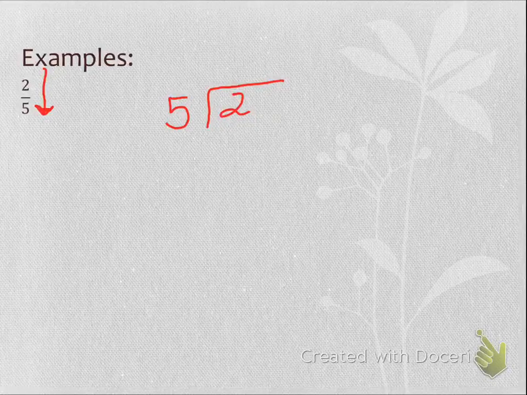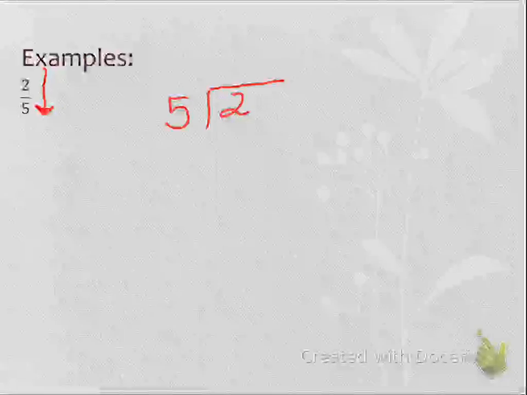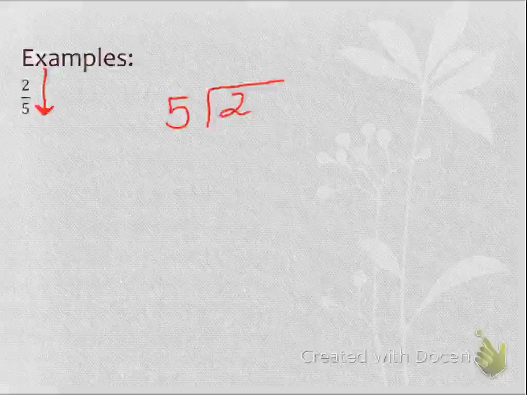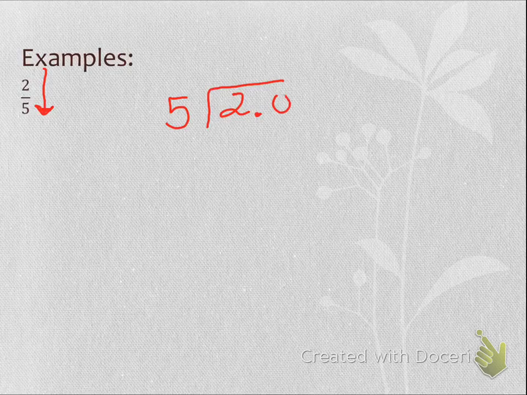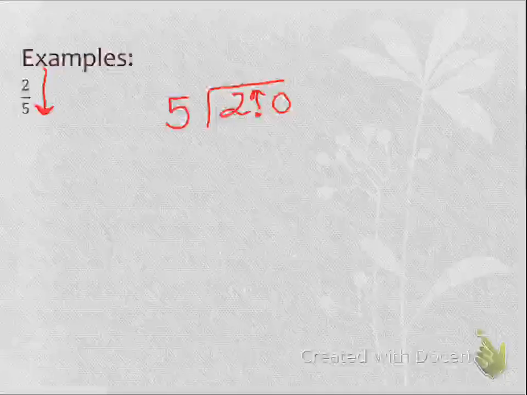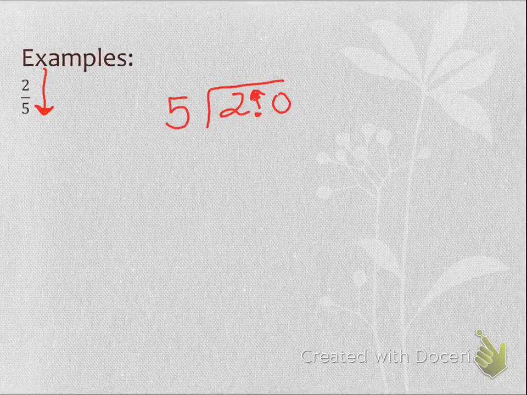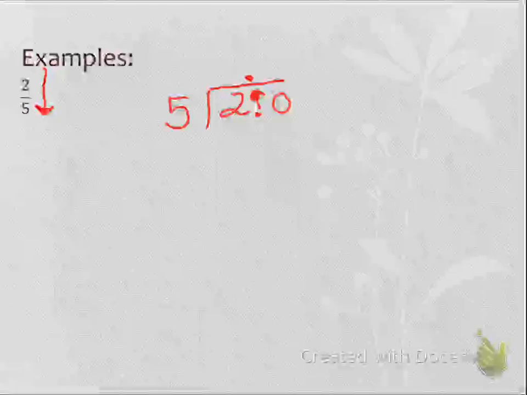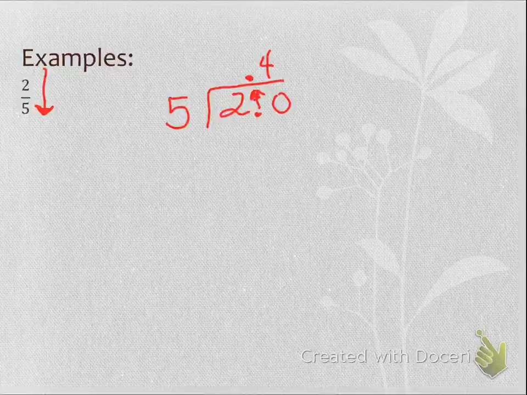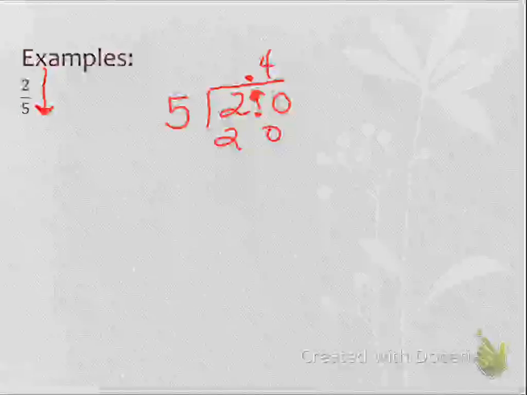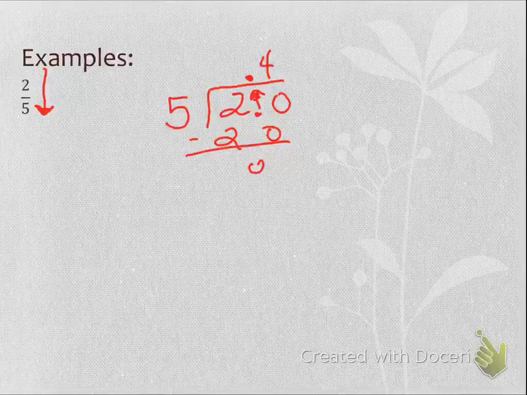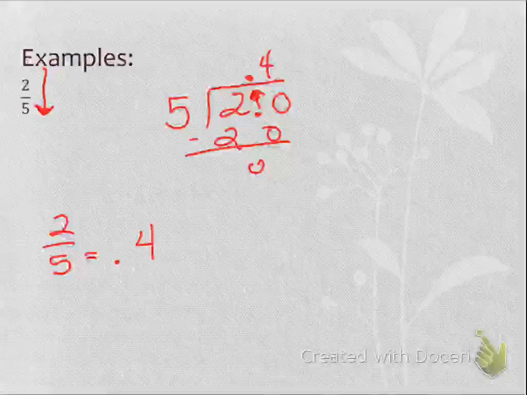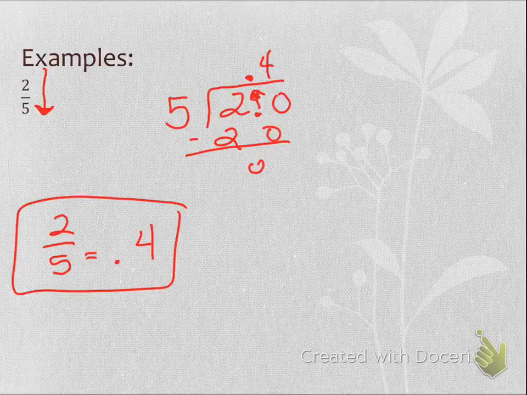Now you should have already worked with this information before, so this really should be a review for you. 2 being divided by 5, 2 is smaller, so what we have to do is add our decimal and a 0, and then we bring that decimal point up. So now we look at it as 20 divided by 5. 20 divided by 5 is 4. 4 times 5 is 20. We subtract and we get 0. So this tells us that 2/5 is equal to 4/10. This would be our final answer.